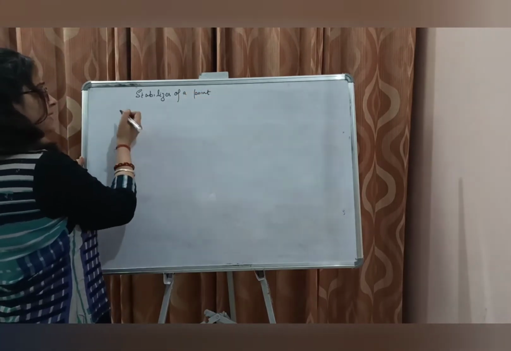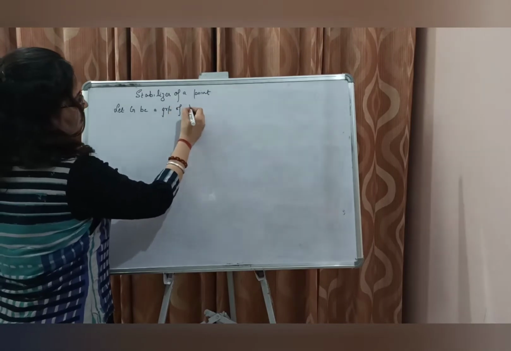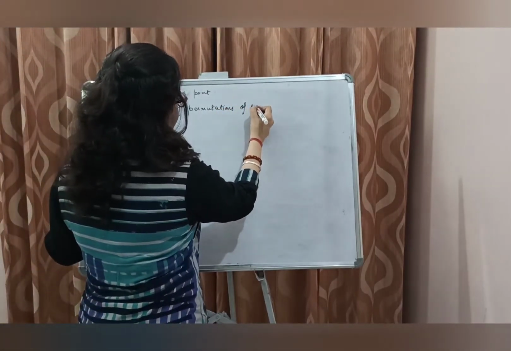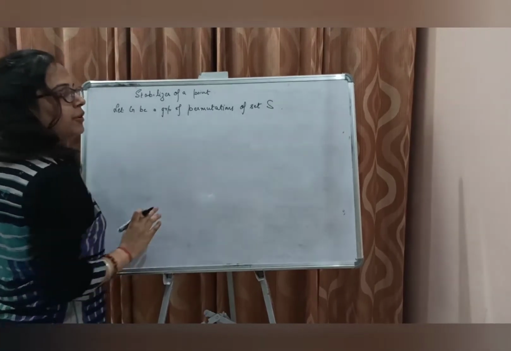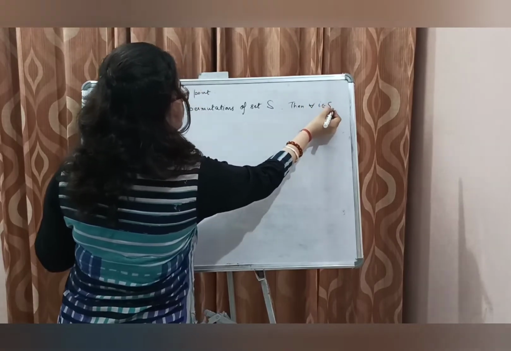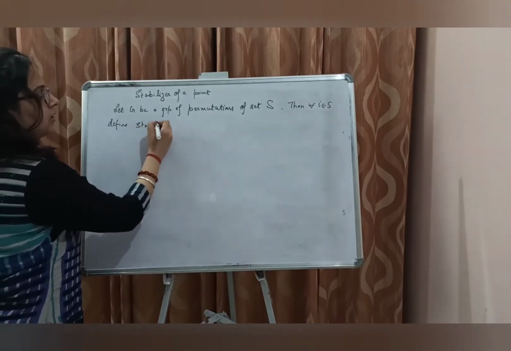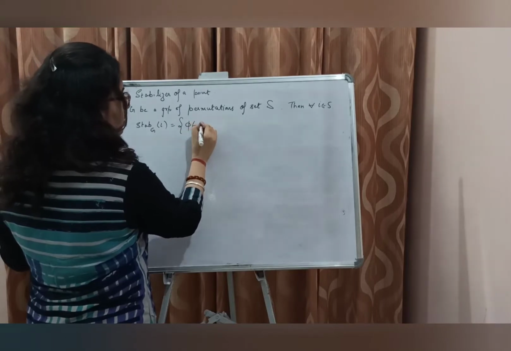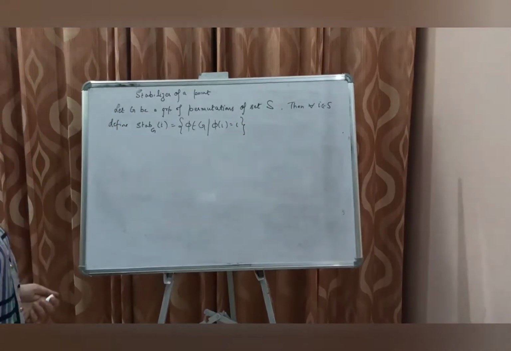Okay, so what is the stabilizer of a point? Let G be a group of permutations of a set capital S. It is not a simple collection, it's a group of permutations defined on a set S. Then for every I belonging to S, define the stabilizer of I in G as all such phi belonging to G such that phi of I is equal to I. Okay, so this is called the stabilizer of a point.